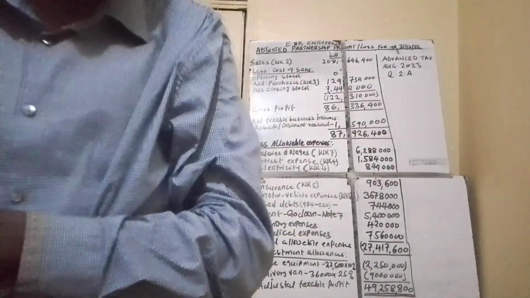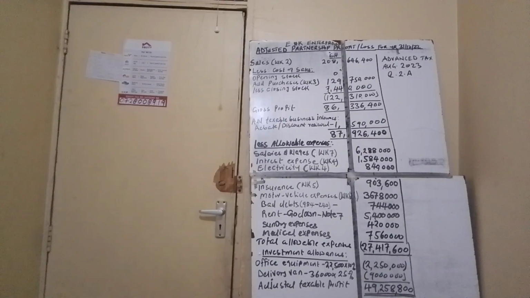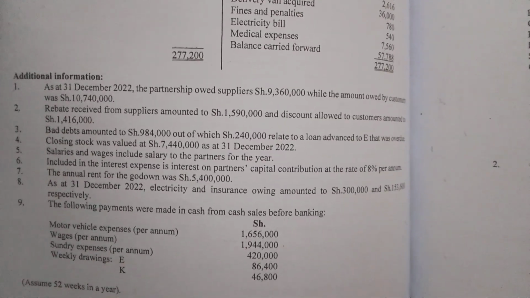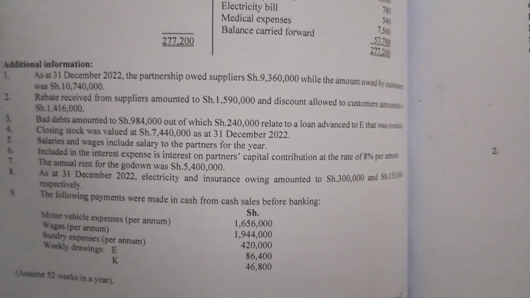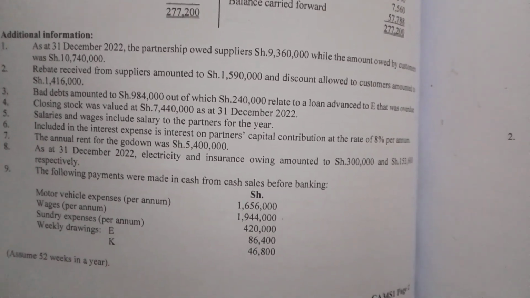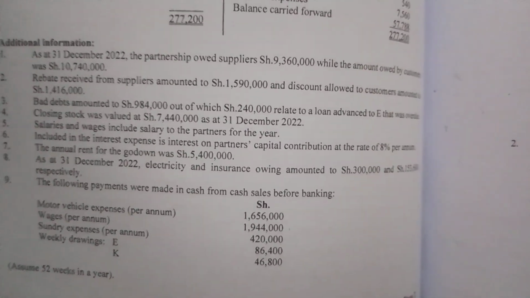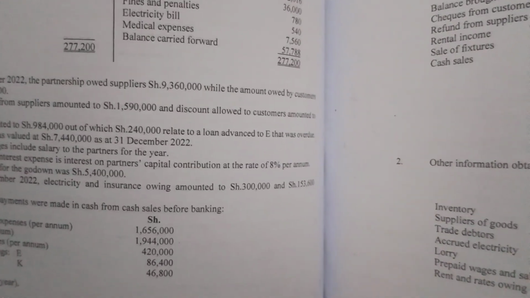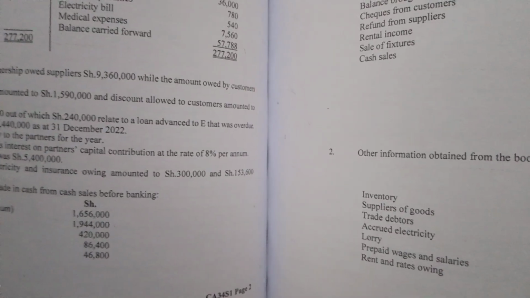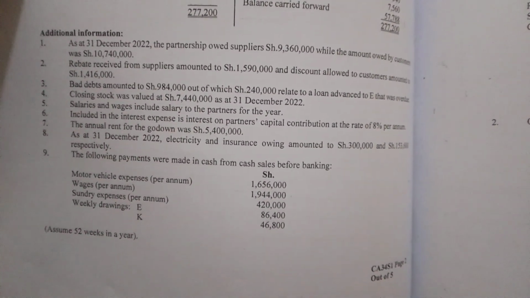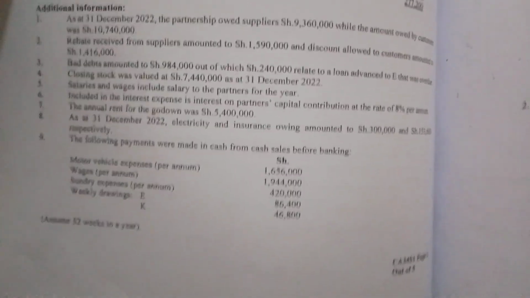Let me project that question number two for you to see. Number two, you can read for yourself. Rebate received from suppliers amounted to shillings 1,590,000. So that is, in other words, discount received from suppliers. And I've told you discount received is a taxable income. And discount allowed to customers amounted to shillings 1,416,000. So that is it about number two.